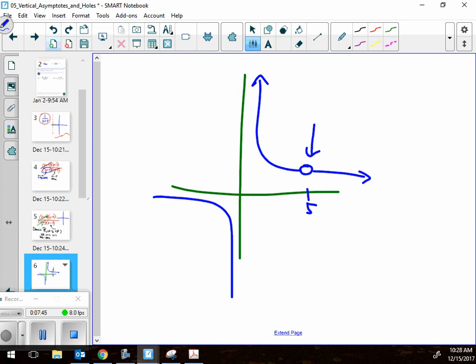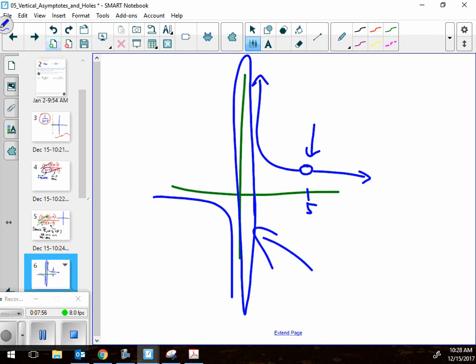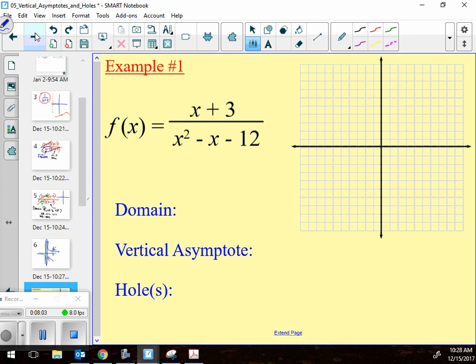It's called a discontinuity. This also is called a discontinuity because it's not continuous. You can't just draw from the left side to the right side without any hiccups. It's got issues. This one's got two kinds of issues. It's got an asymptote issue, and it's got a hole. All right, now we're going to get back onto the smartboard. Find this one, example 1.